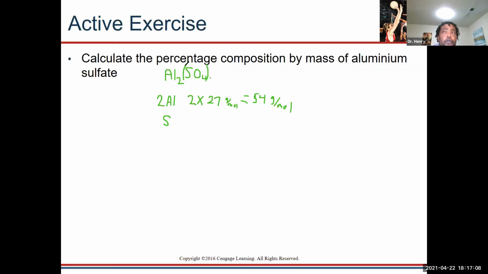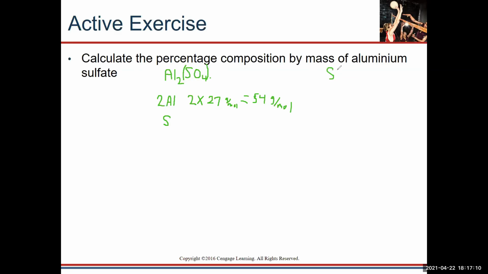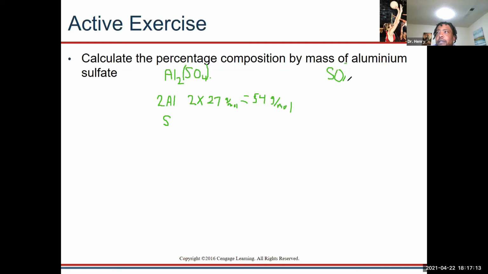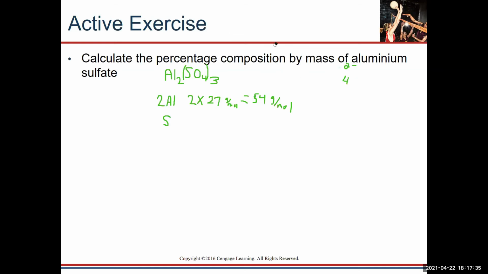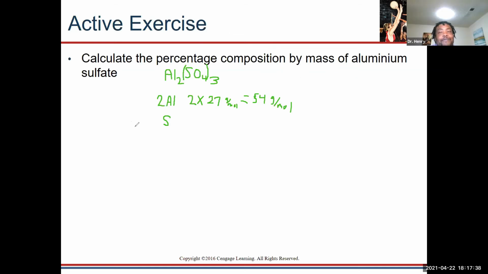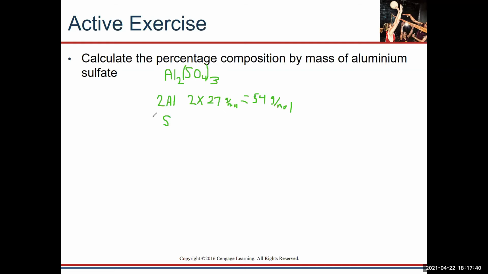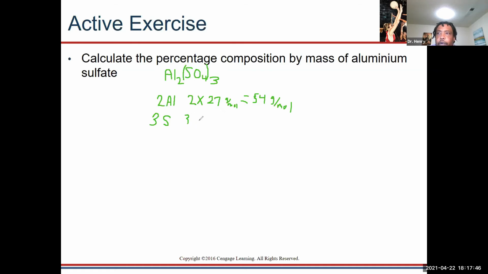So what is the charge on sulfate? Sulfate is -2, right? So I'll need 3 of those to balance it out because I know that aluminum is +3. So it has 6. So now it's 6. Good job. So how many sulfurs do I have now? 3.